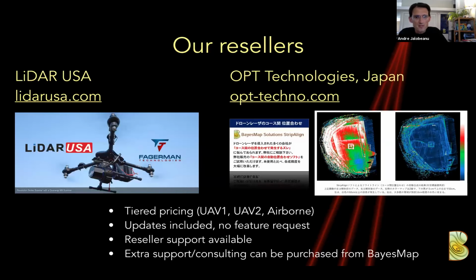We also have a few resellers, and we are working to get more. We have one in the USA, LiDAR USA, and one in Japan, OPT Technologies. With resellers, we have tiered pricing for the most expensive UAV platforms, the cheaper UAV platforms, and also for airborne. All the updates are, of course, included, but there are no feature requests here. Reseller support is available, and extra support or consulting can be purchased from BayesMap if needed.